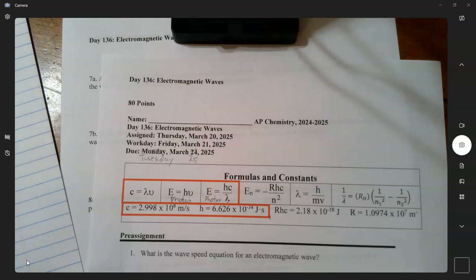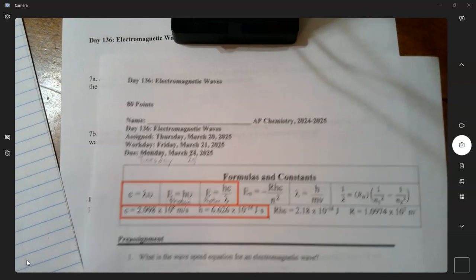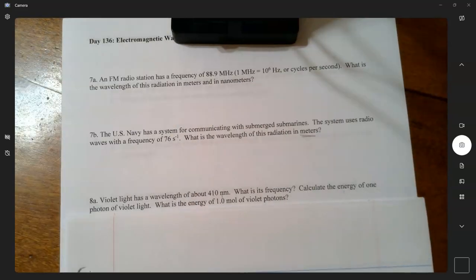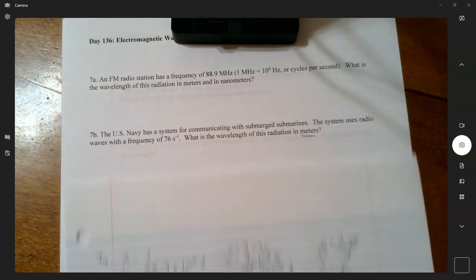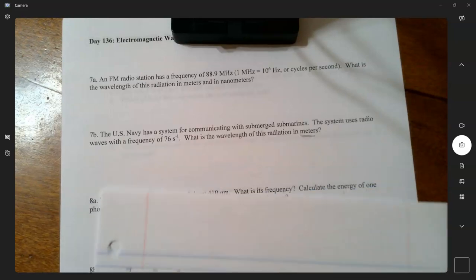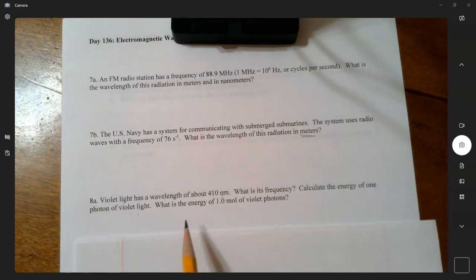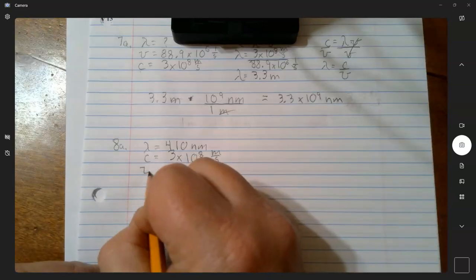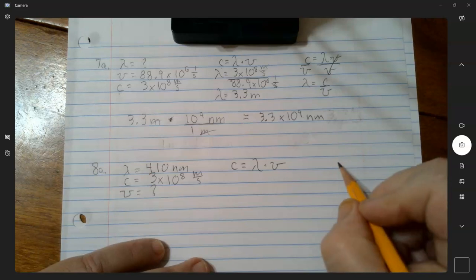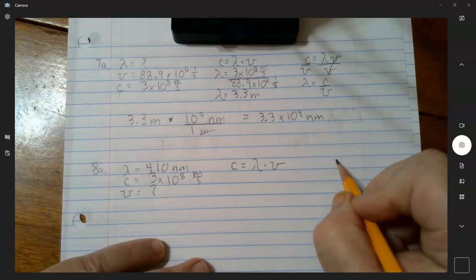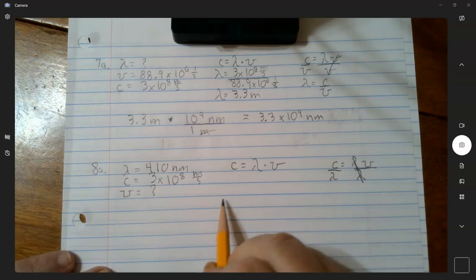All right, so we now know on this question both the frequency and the wavelength. We can use either of these equations. I kind of like this one because it has fewer numbers. So go ahead and do that. Okay, so 410 nanometers for 8A. Let's go ahead and number it. We know c, and we are looking for the frequency. So we're going to go ahead and write the equation, come over here, do the algebra for frequency, come back here and solve.